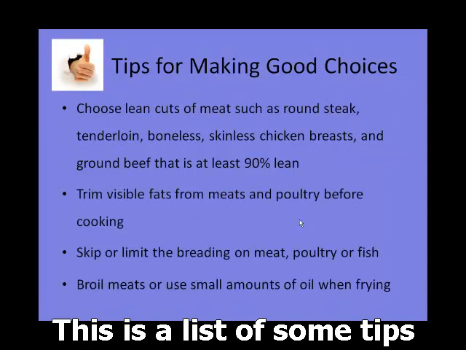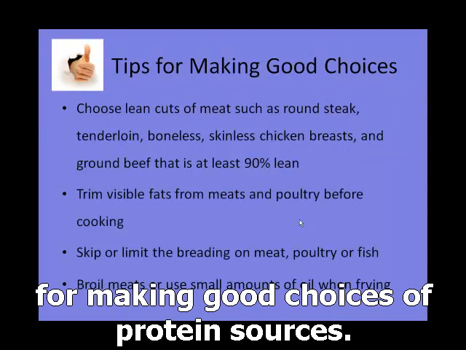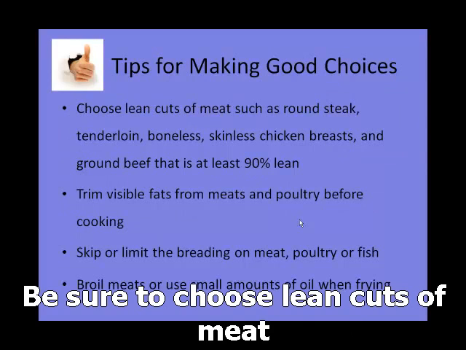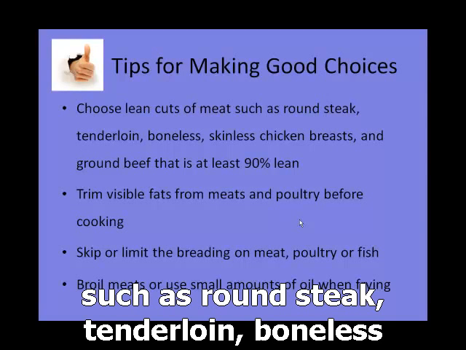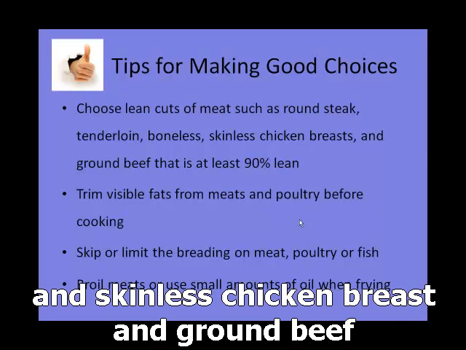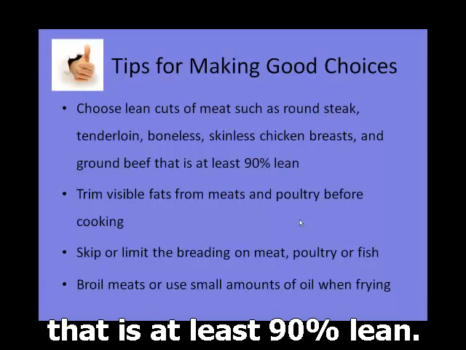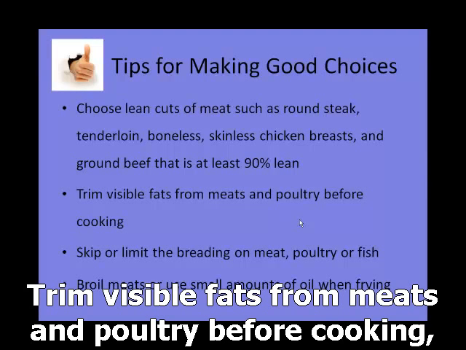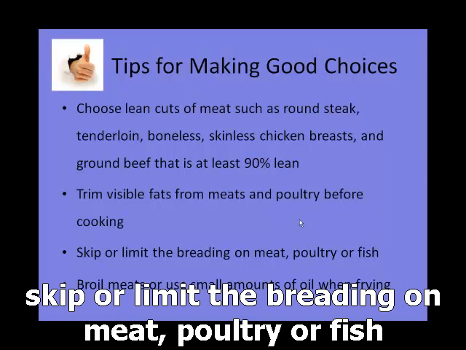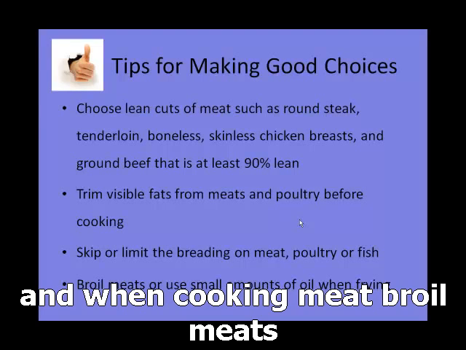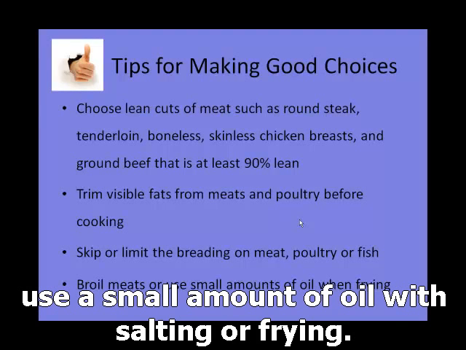This is a list of some tips for making good choices of protein sources. Be sure to choose lean cuts of meat such as round steak, tenderloin, boneless, skinless chicken breast, and ground beef that is at least 90% lean. Trim visible fats from meat and poultry before cooking. Skip or limit the breading on meat, poultry, or fish. And when cooking meat, broil meats and use a small amount of oil with sautéing or frying.